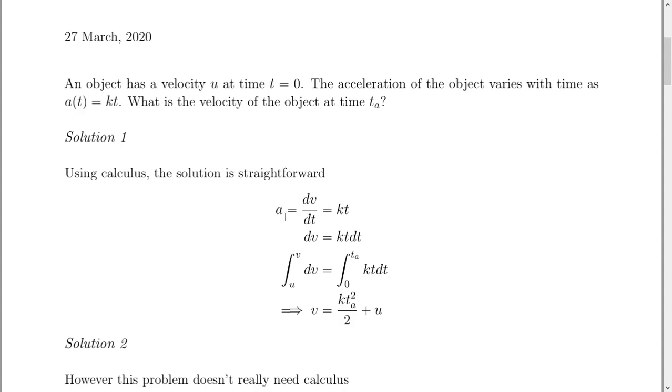We know that acceleration is the rate of change of velocity, and so it's dv by dt, and it is given to be k times t. Now we will write this conveniently as dv equals k times t dt and integrate both sides of this equation. On the left hand side, we will use the limits of u and v because u is the initial velocity and v is what we are trying to find. And on the right hand side, we will use the limits of 0 and ta. On doing this integration, we will find that v equals kta square by 2 plus u.